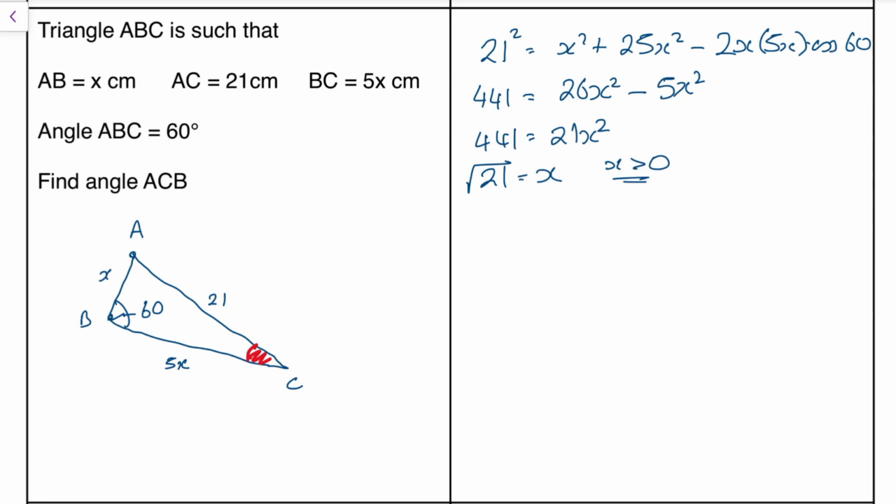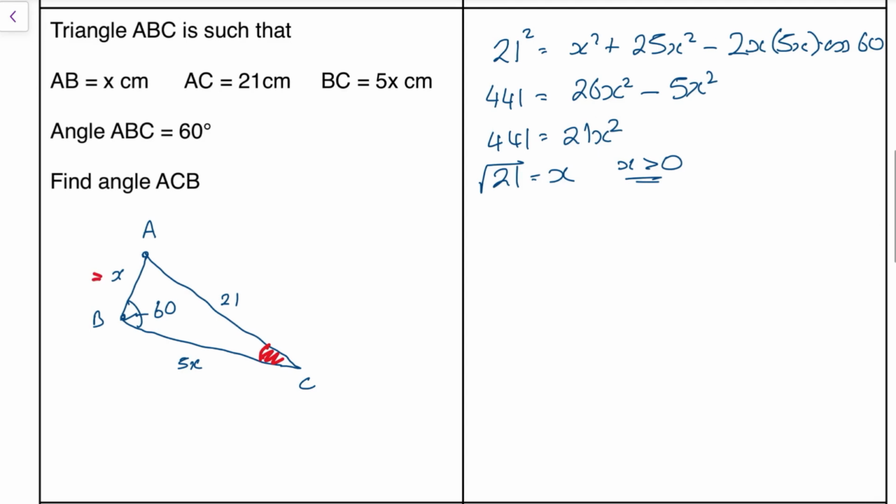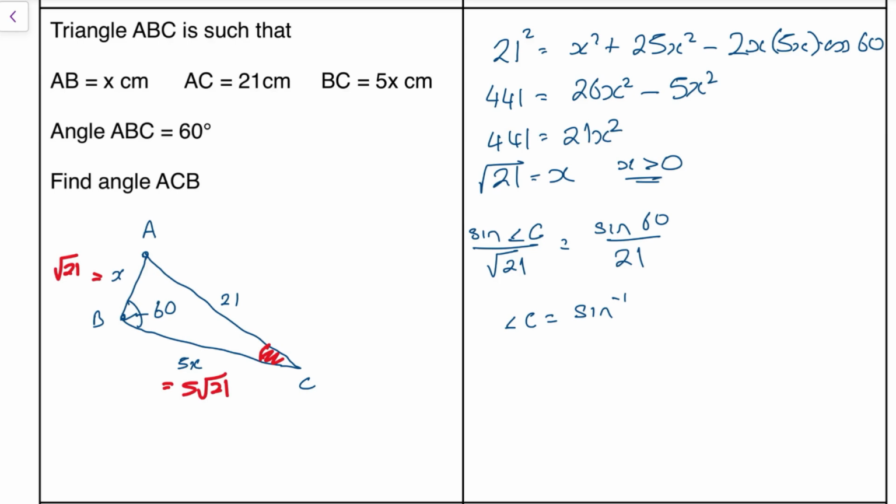So I've got, okay, yes. I'm being a bit slow today. I know that's the square root of 21, and I know this is 5 root 21. So I know the sides, I know an angle, so I can use the sine rule to work it out. So the angle that I want, I'm going to call this angle C. So sine of angle C divided by the opposite, which is root 21, is equal to sine of 60, also divided by 21, which means that angle C is equal to sine minus 1 of, now sine of 60 is root 3 over 2, and then I'm doing root 21 over 21.